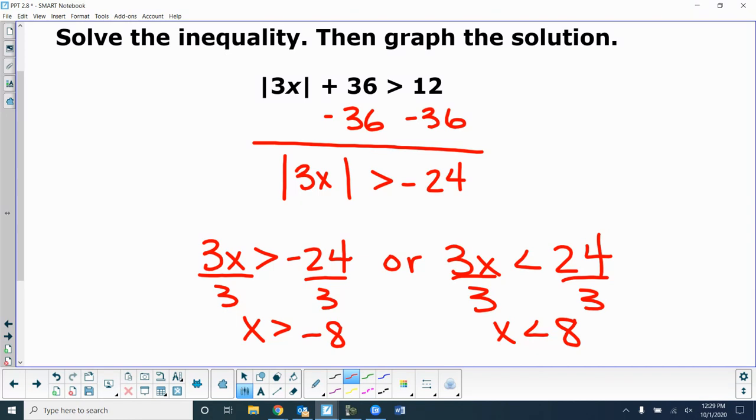Okay. So, let's try, oh, it says I can't use negative 8. Why can't I use negative 8? It's not equal to, so I gotta use another number. How about negative 7? What's 3 times negative 7? Negative 21. What's the absolute value of negative 21? 21. What's 21 plus 36? 57. Is that bigger than 12? Yes. Oh, okay.